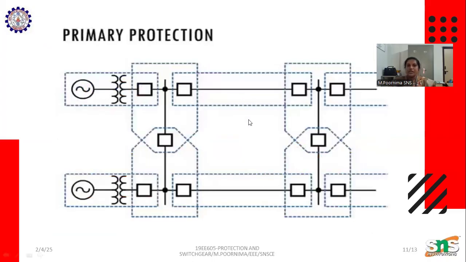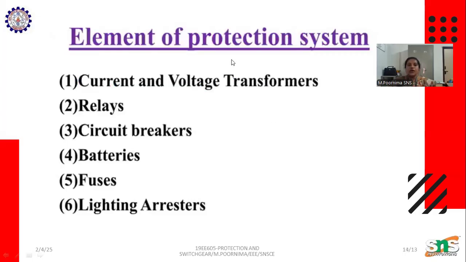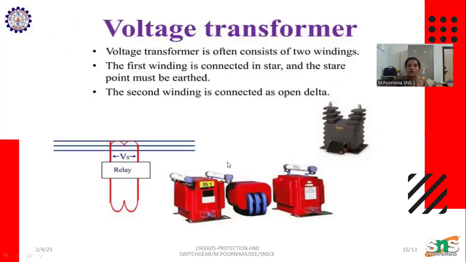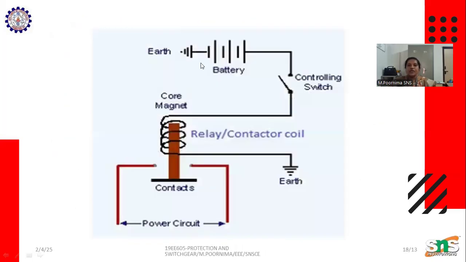This is the primary protection system, which we have already discussed, and this is the backup protection. Here we have the elements: current and voltage transformers, relays, circuit breakers, batteries, fuses, lightning arresters, etc. Here we have the current transformer, the voltage transformer, and the relays.